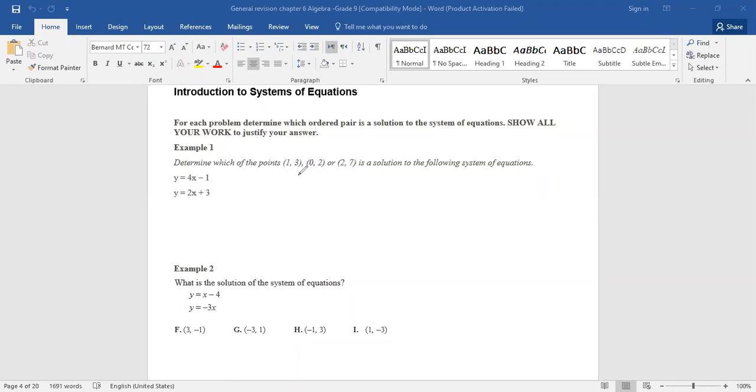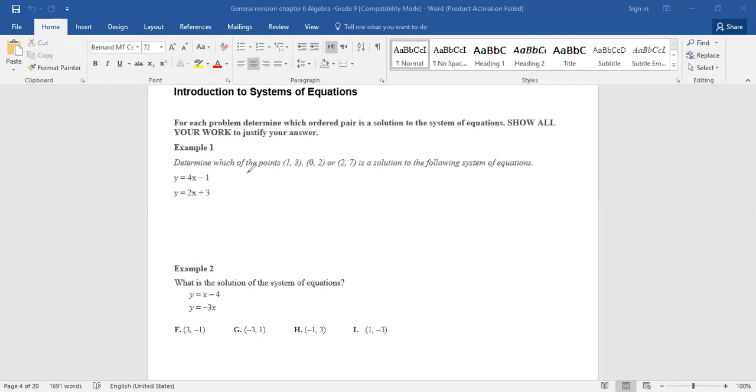Miss, the substitution, like say the first one, 1 and 3, you will make it 3 equals 4 multiplied by 1 minus 1. Then 4 multiplied by 1 equals 4, and then minus 1 equals 3. The right answer will be the first ordered pair, 1 and 3. This is your choice.